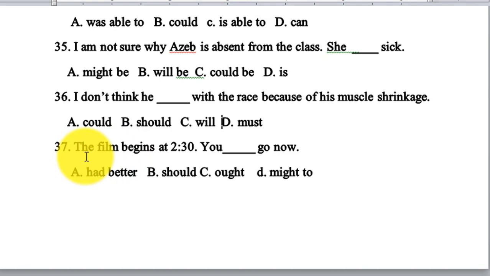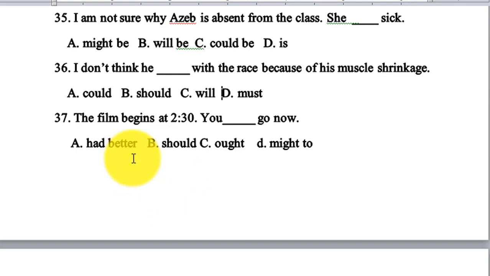The film began at 2:30, half past 2. You blank go now. Yeah, right. A beater shoot out, yeah, my two.